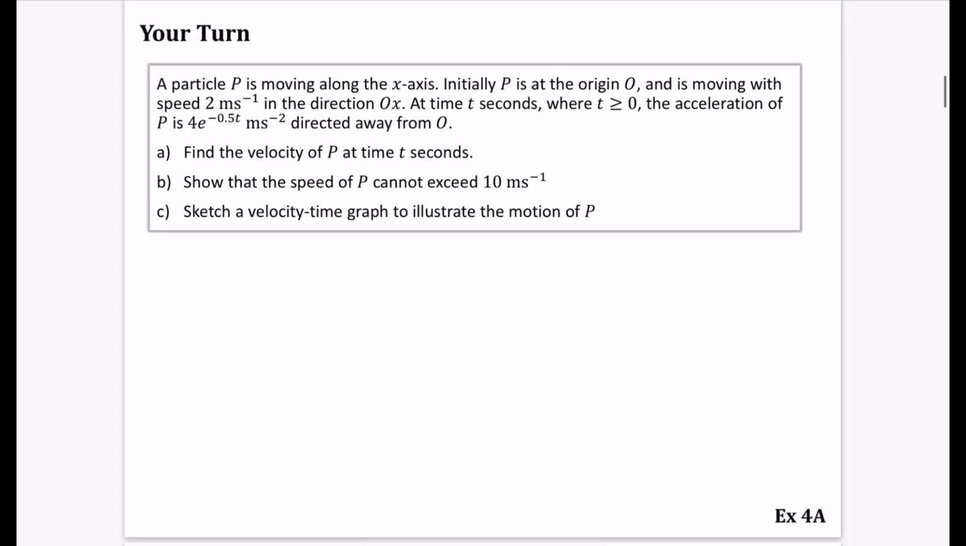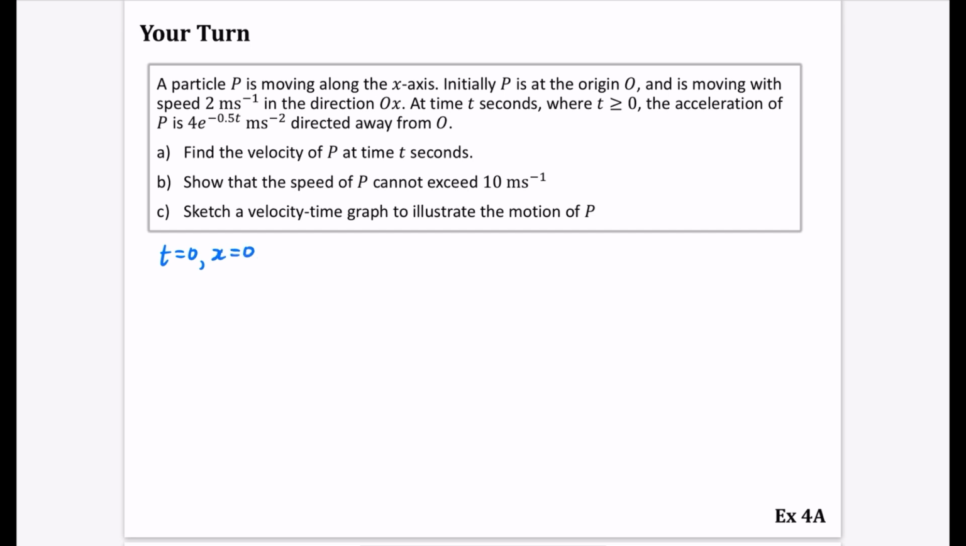It is a your turn question, and then you can have a go at doing some things from exercise 4A for this one. So a particle P is moving along the x-axis. Initially, P is at the origin. So I'm always going to write these things down. Initially, it is at the origin.